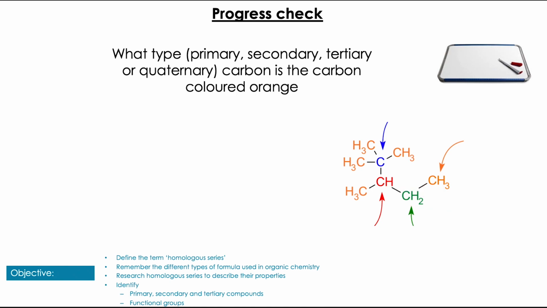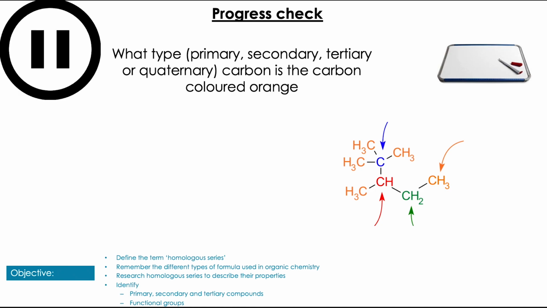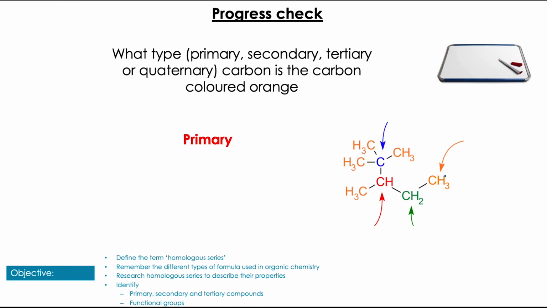Next question, what about the carbon colored orange? Pause the video. Pop them up. So as you can see, we've got a bit of a Lone Ranger on the end here, only connected to 1 other carbon, and so therefore it is primary.